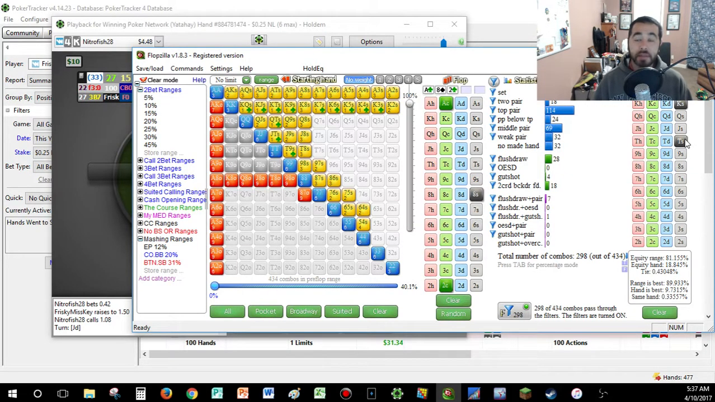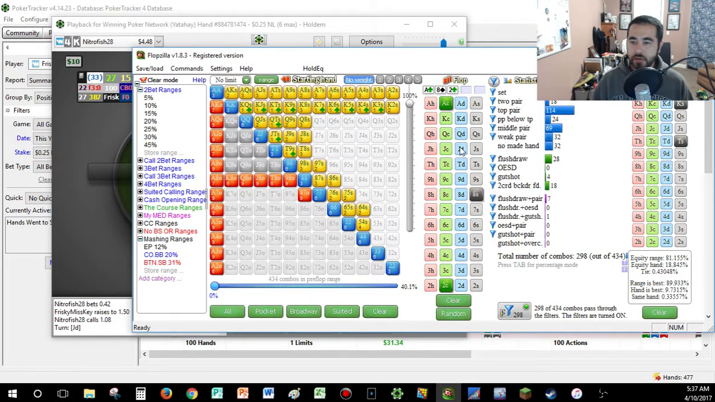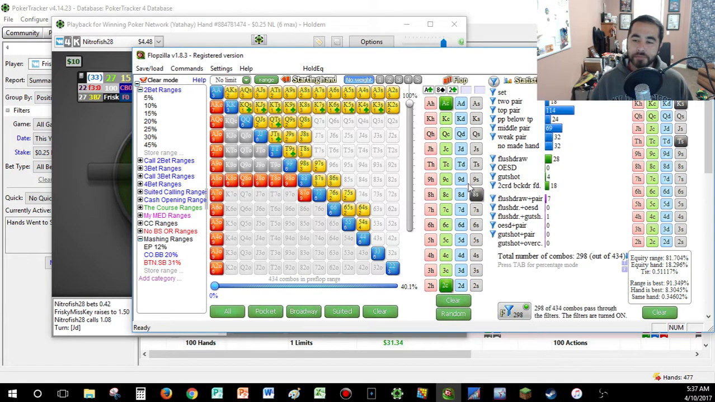Okay. So now if I had the 10, because I have a little backdoor straight equity, my equity is up a little bit. Now if the Jack of Diamonds hits, I bet this will go from 18 to like, I don't know, 24%. 18. Wow, actually not much at all. Oh, because we only have one card left.